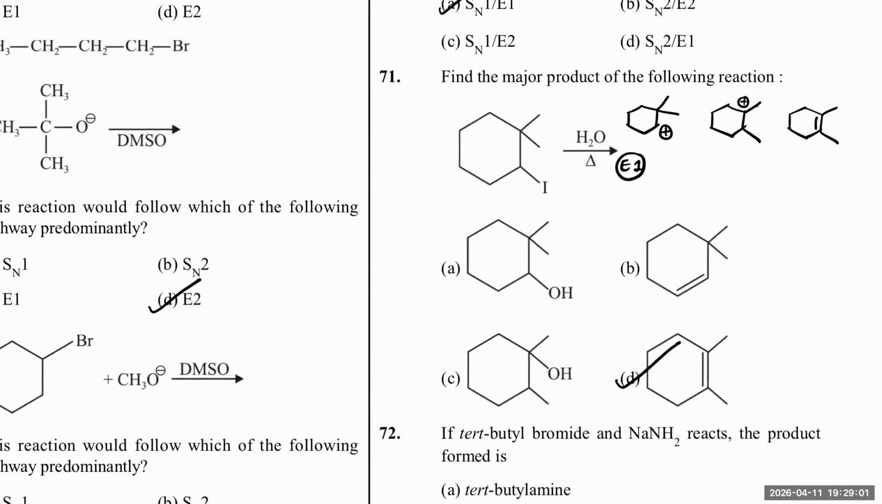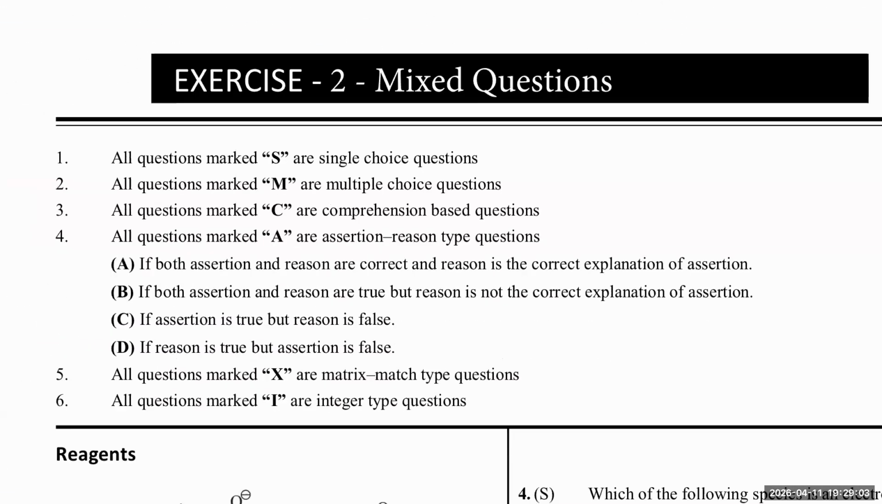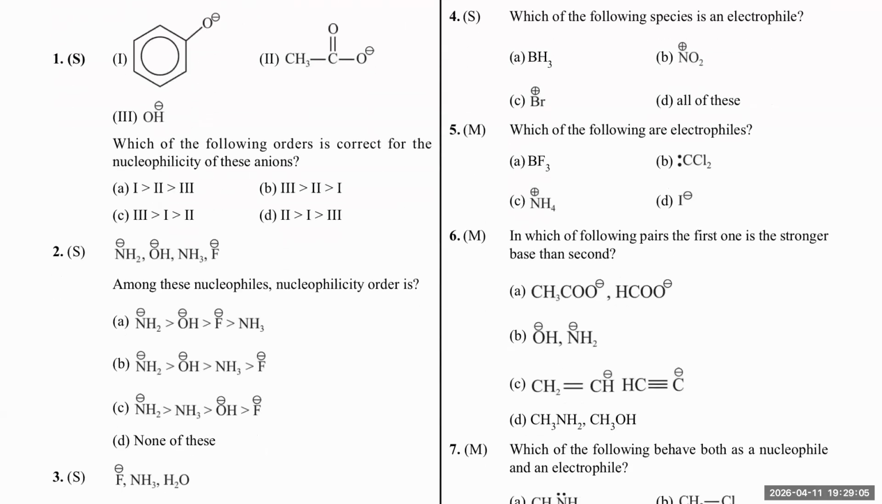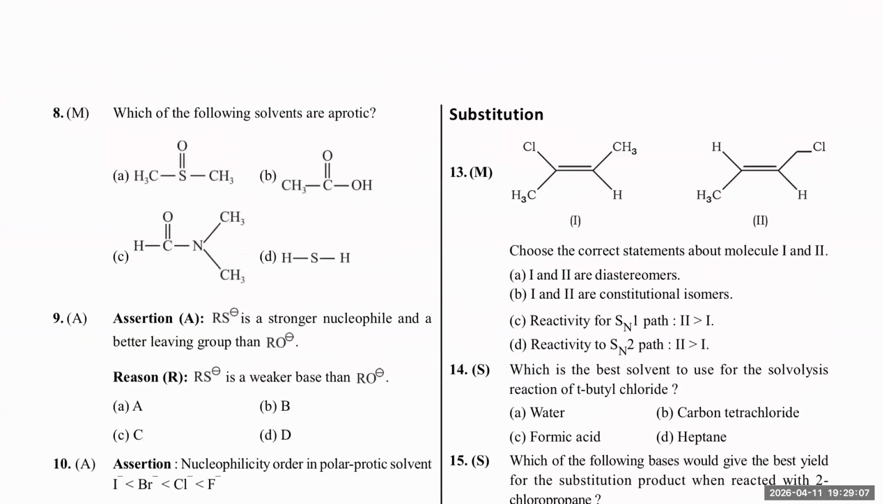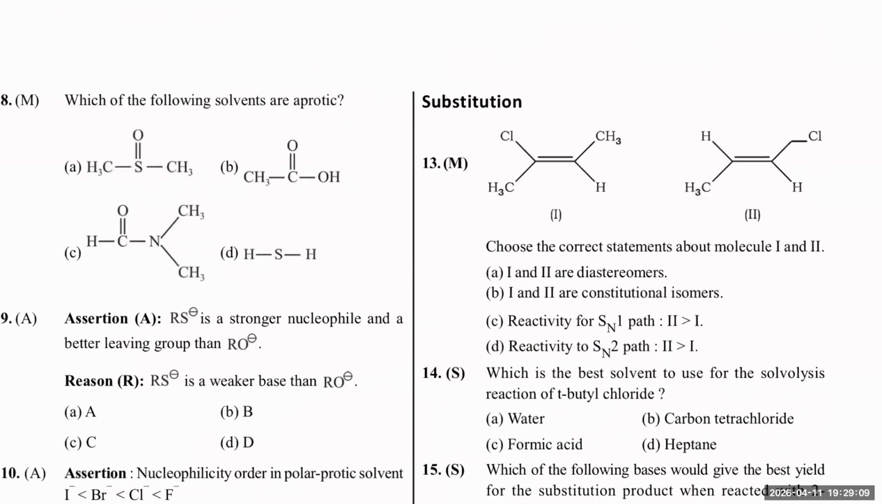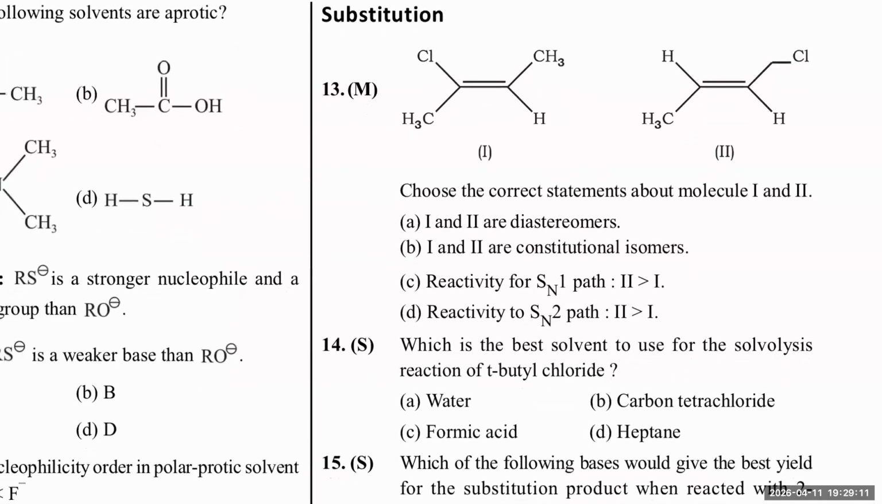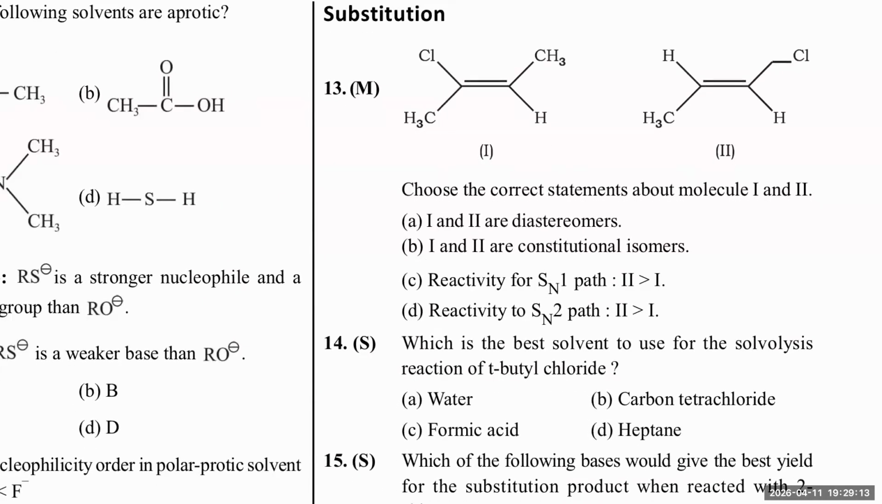Now come to these cases quickly. From where the important question starts, I'll tell you. Starting with 13. Now this will have all multiple correct comprehension types. So check out the 13th one. These two compounds are given. What are those two? And what is the reactivity which will happen?